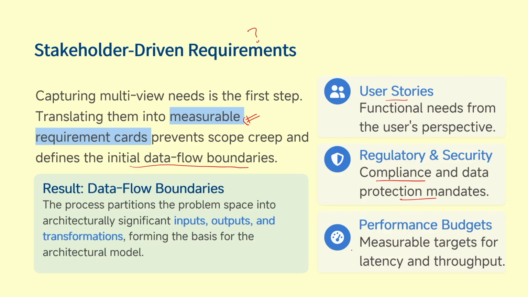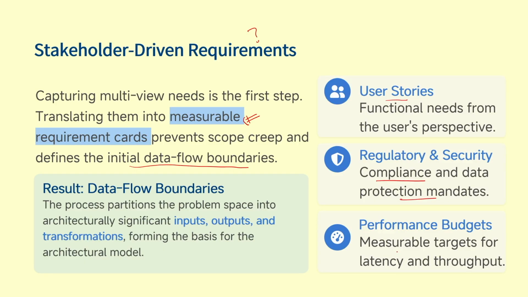And the third one is performance budgets. So even though you don't have any regulatory constraints and the user has set that requirement, if it does not fit the budget, or you will not be able to complete it in the given time frame, you may need to think about that. Okay, so we should have a measurable target for latency and throughput. So this is also very, very important.